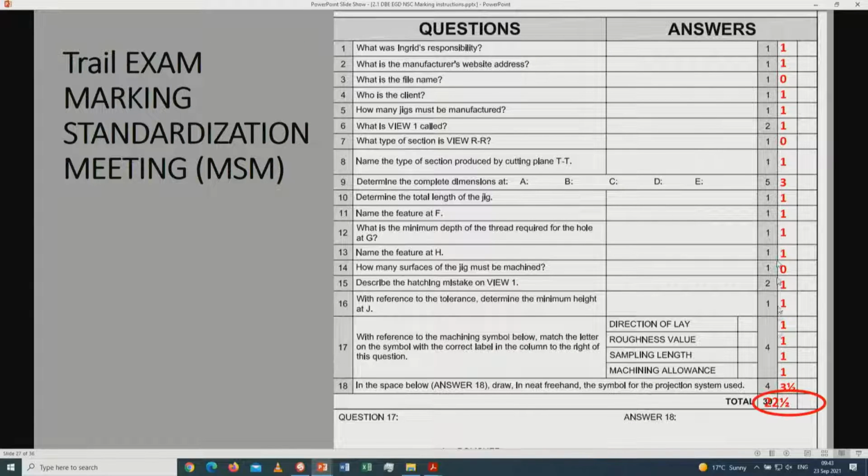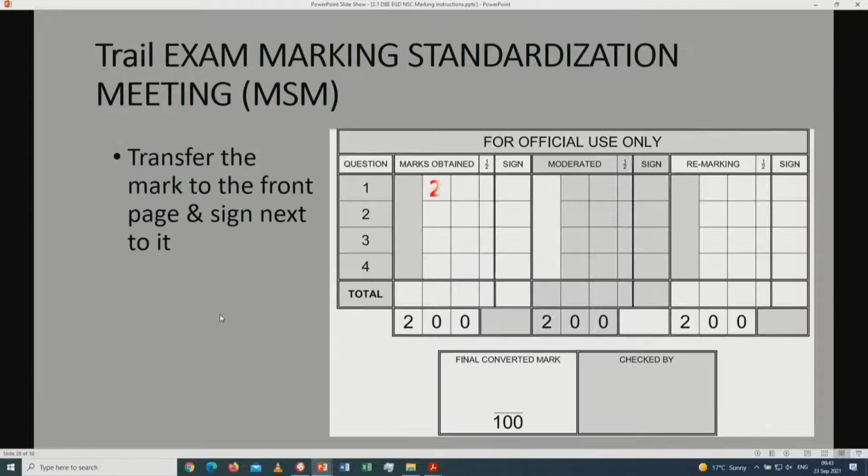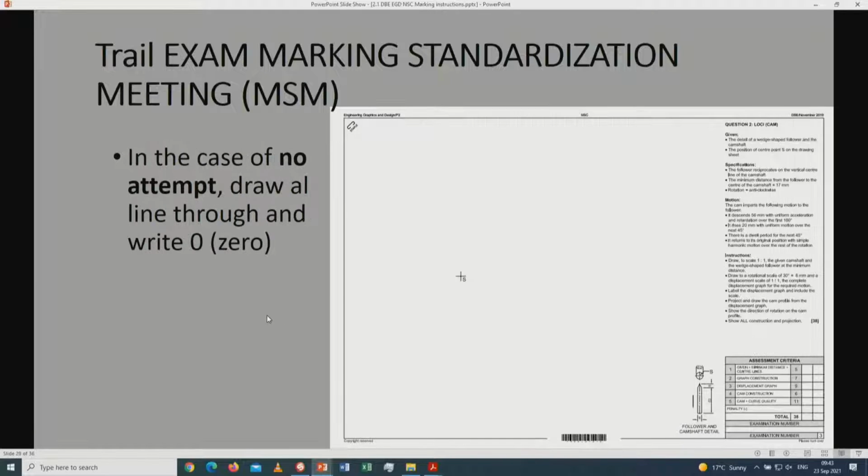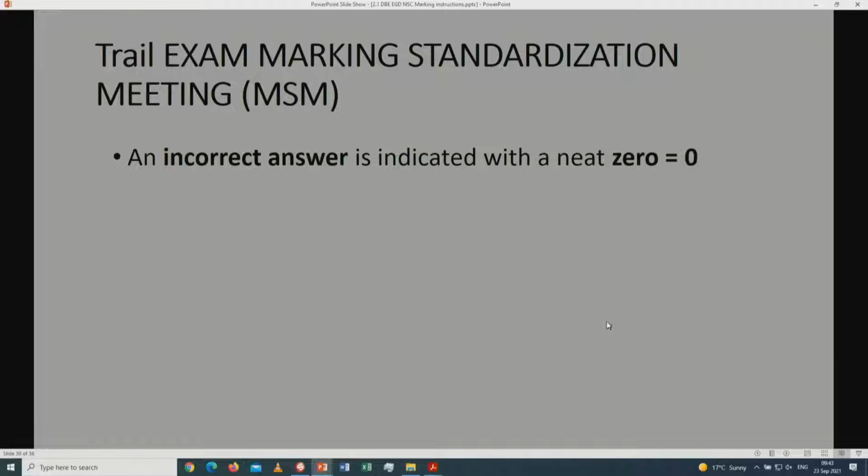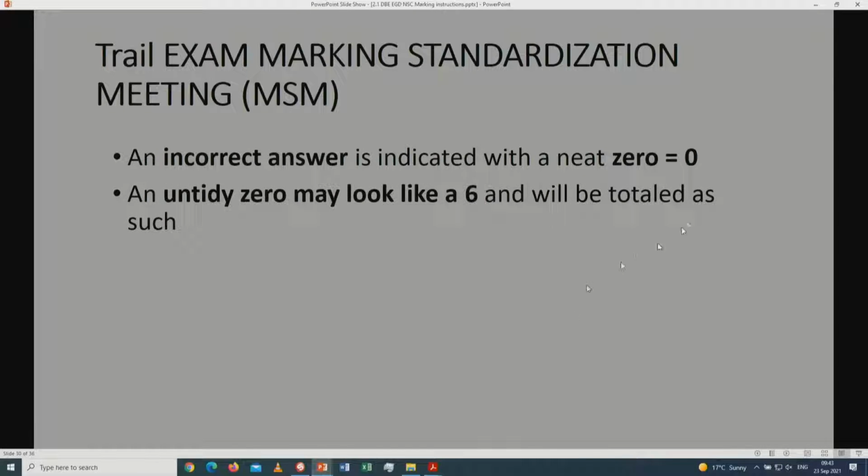So therefore, for instance, this question is totaled and you encircle the total. Now this, of course, will need to be transferred to the cover page, which is over here. And then obviously you will do the rest of the questions. There was no attempt on this question itself. So in that case, for no attempt, over here you're going to draw a line through, you're going to put 0 in there, and of course that will also be transferred. Make sure that your 0 is a 0 and not a 6 or a 9 or something like that.